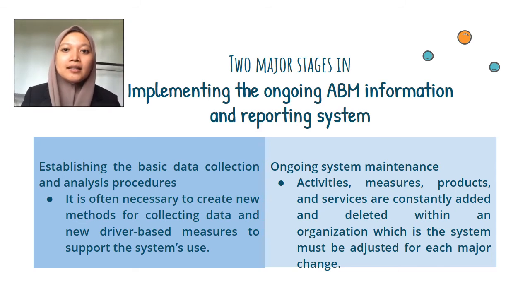For the second stage, the maintenance requirements of the system are addressed. Activities, measures, products, and services are consistently added and deleted within an organization, because the system must be adjusted for each major change. One of the best ways to ensure this is to implement an ABM updating process as a core part of the firm's project management protocols.